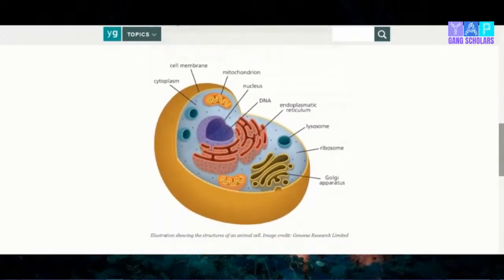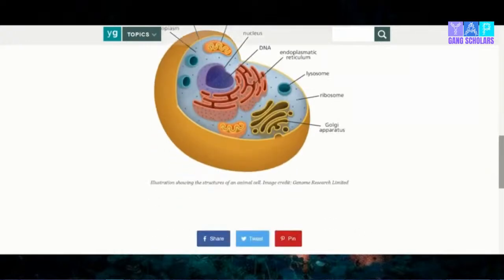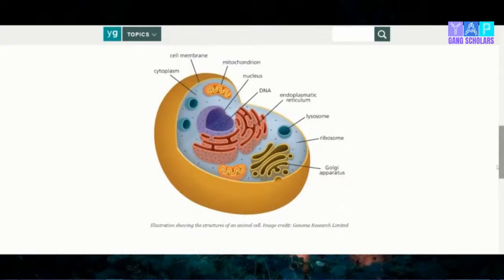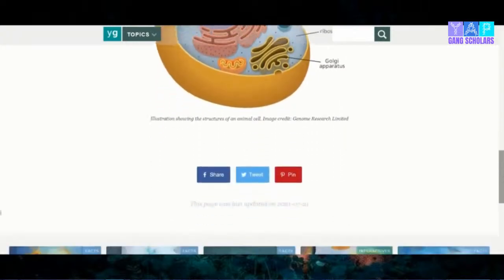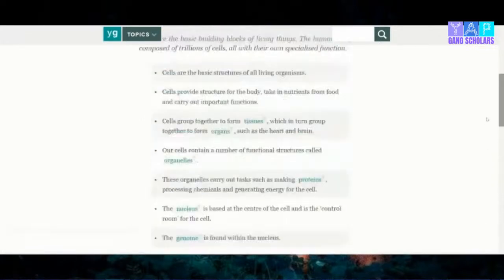And so here's an illustration showing the structures of an animal cell by Genome Research Limited. But the same components can be applied to a human cell. And we're going to watch a video that properly explains this.